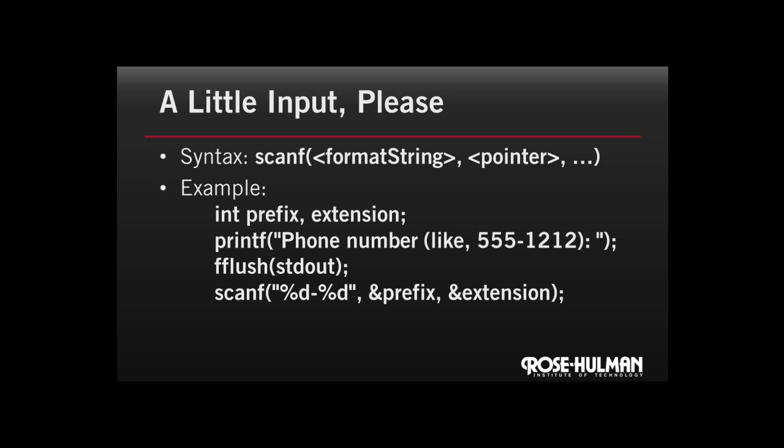Then the third line here is just a detail that we need to do in C. If we're going to try to get input from the user, we have to make sure they see the prompt. And so the fflush command on standard out says, hey, anything that I started to print that's pending that maybe hasn't been displayed yet, go ahead and make sure that's displayed because I want the user to see it before they type in anything. And then finally, I've got the scanf statement here.